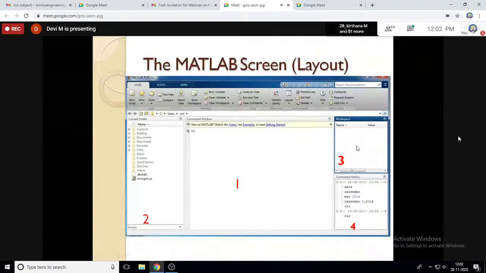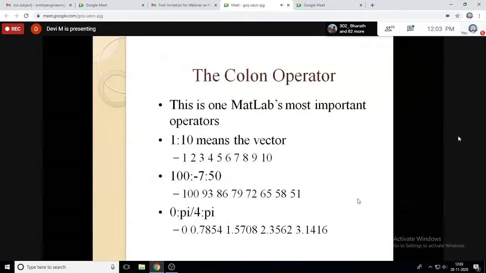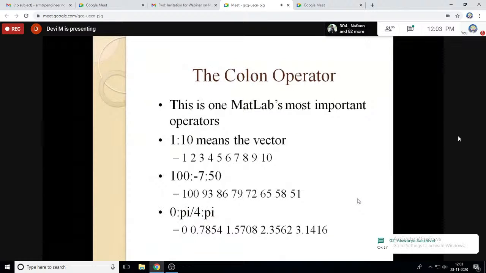And the fourth one is the command history, which shows what are the commands you have executed so far. It's more than your diary. It shows what are the things you have done so far. So this is the explanation of all these things: what is the command window, current directories. I think you guys are familiar with that. So I will be telling one colon operator and I will be moving towards my examples.